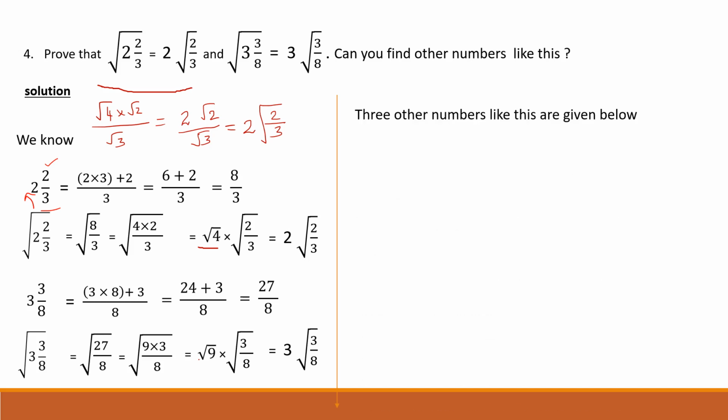Let's see. So 3 other numbers like this are given below. I will give you the numbers. For the first number, you should tell me the reason. Square root of 4 by 15. How will you split this? 4 times square root of 4 by 15. Is it correct to split it like this?